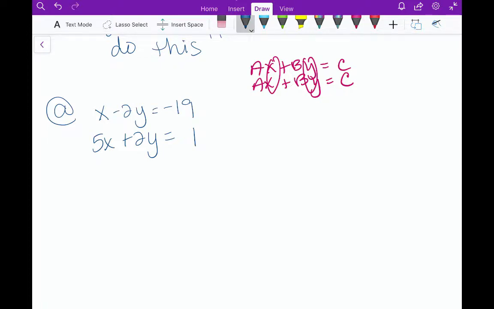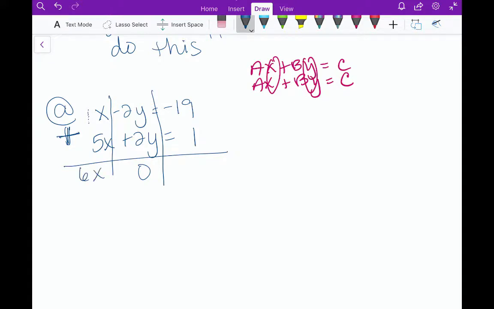The coefficient of this x is a 1. Remember, that's an invisible 1. So I've got a 1, a 5, and then a -2 and a 2. So those are opposites. So what I need to figure out is, how can I make this column be 0? Do I add or subtract? I would need to add, because -2 plus 2 is 0. So I'm going to put a big plus sign here. So all I'm going to do now is add the columns. And I need to make sure I add all 3 columns.